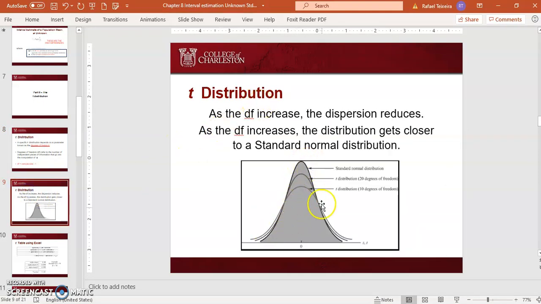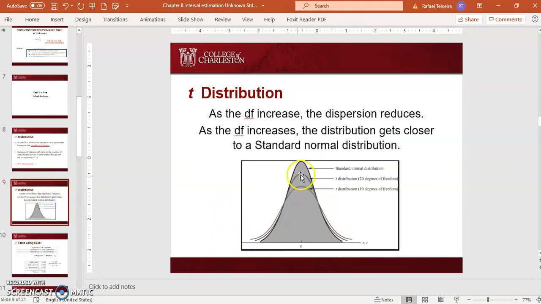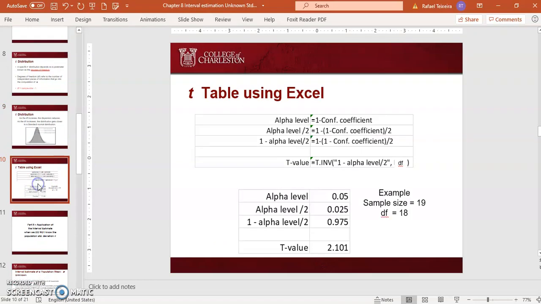And this is to show you that we can have different shapes for the t-distribution depending on the size of the sample. Look, the degrees of freedom is a function of the sample size. The degrees of freedom depends on the sample size. So if we have a different sample size, the distribution is a little bit different, okay? Because the resulting degrees of freedom is different. That's the idea here. And now how you compute the t-values from the t-distribution using Excel.